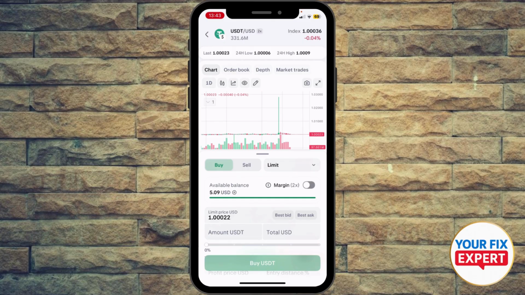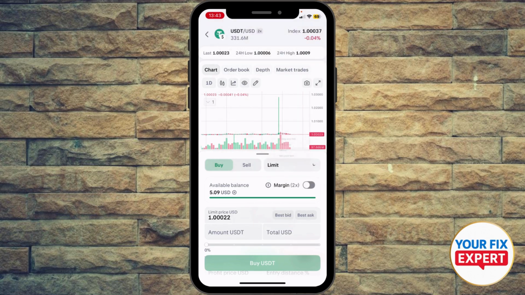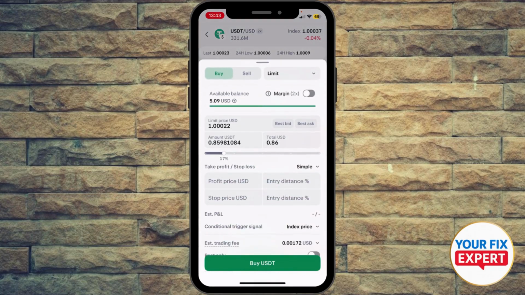Please be aware that this is not financial advice, so whatever I do here, do not do the same. Study the market because it's highly volatile. Select the order type, market or limit, and enter the amount. Okay, and confirm the trade.